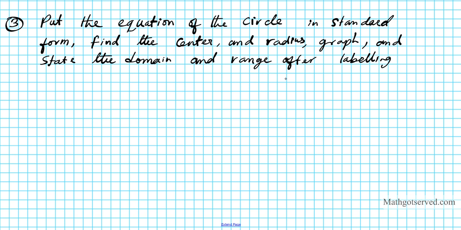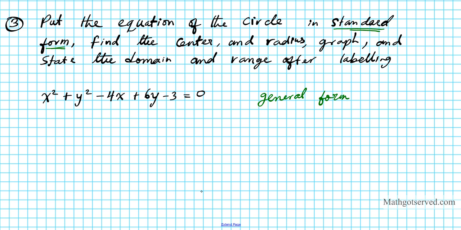Now, the equation that we're going to work with is x squared plus y squared minus 4x plus 6y minus 3 equals 0. Okay? Now, what form is this? This form of the equation of a circle is known as the general form. Okay? And what we're going to do is we're going to change this form into the standard form. Okay? So how do we do that?